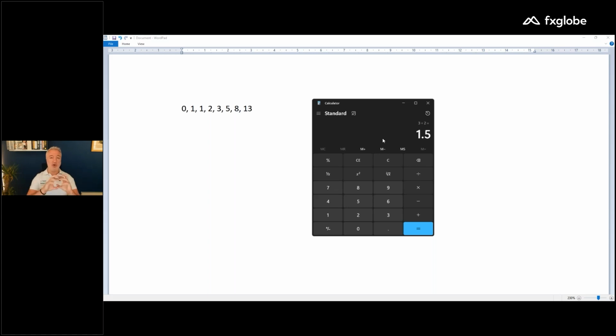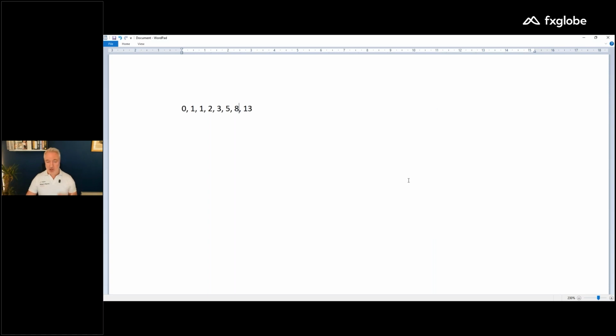So the point is we tend to be very close to 0.6 going the one way and 1.6 going the other way. And these are Fibonacci ratios and Fibonacci numbers, okay? And this is a Fibonacci sequence.